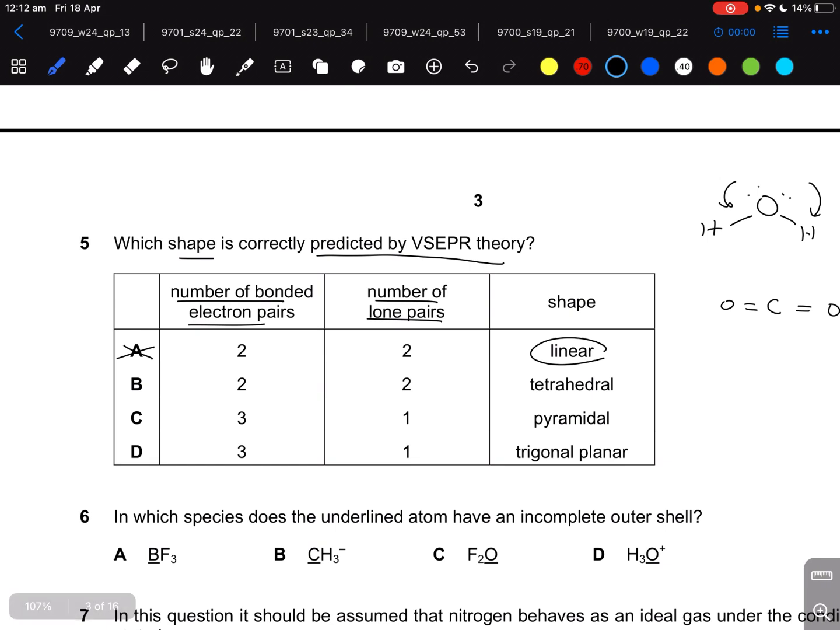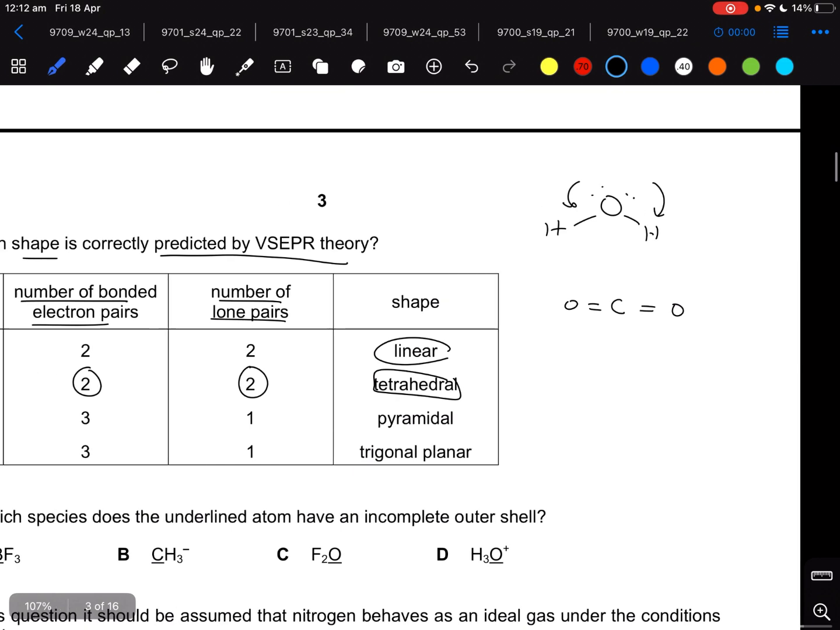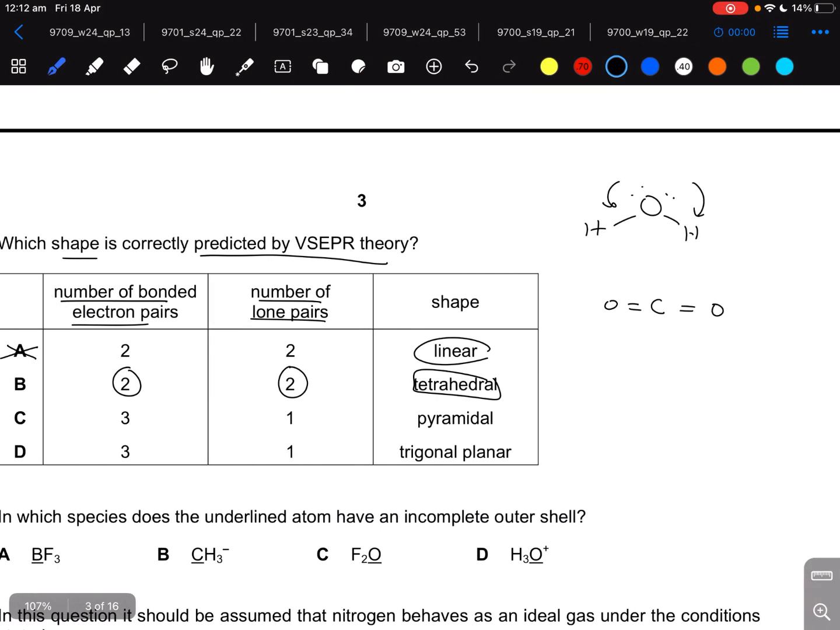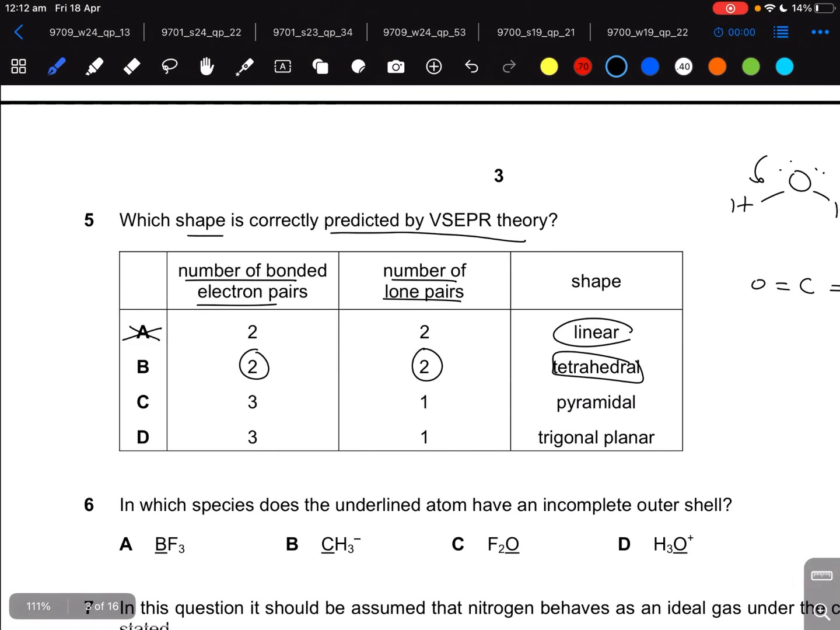Then number of bond pairs 2, number of lone pairs 2. Tetrahedral, no. Tetrahedral is only for 4 bonded pairs and 0 lone pairs. So B is wrong.